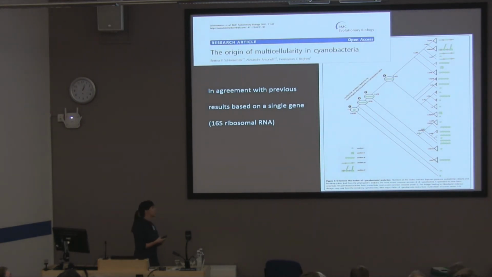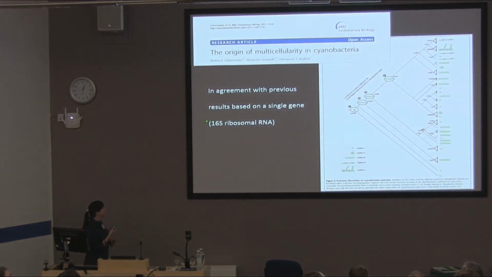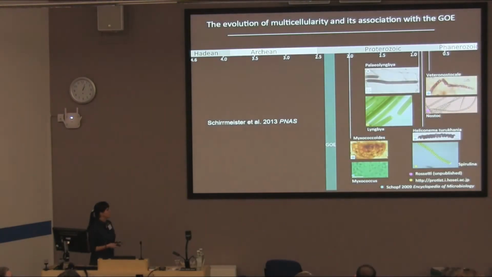They do agree with a study I conducted previously based on only one gene, the 16S ribosomal RNA, where we also gained a really ancient multicellular lineage down here and several losses later on. Now the question is, we do see a lot of multicellular taxa throughout the Proterozoic that are very likely cyanobacteria. Is there a way that we could, maybe by using divergence time estimation, using some fossils as calibration points, reconstruct the evolution of multicellularity in cyanobacteria?